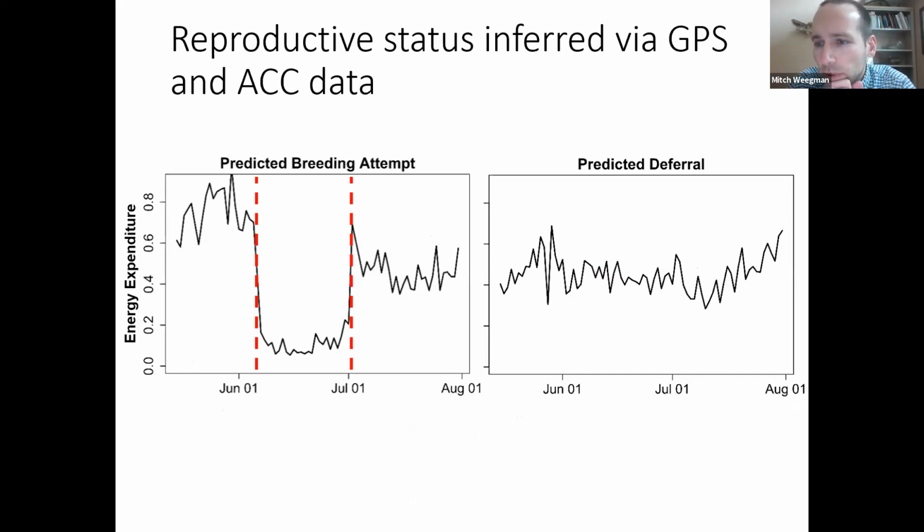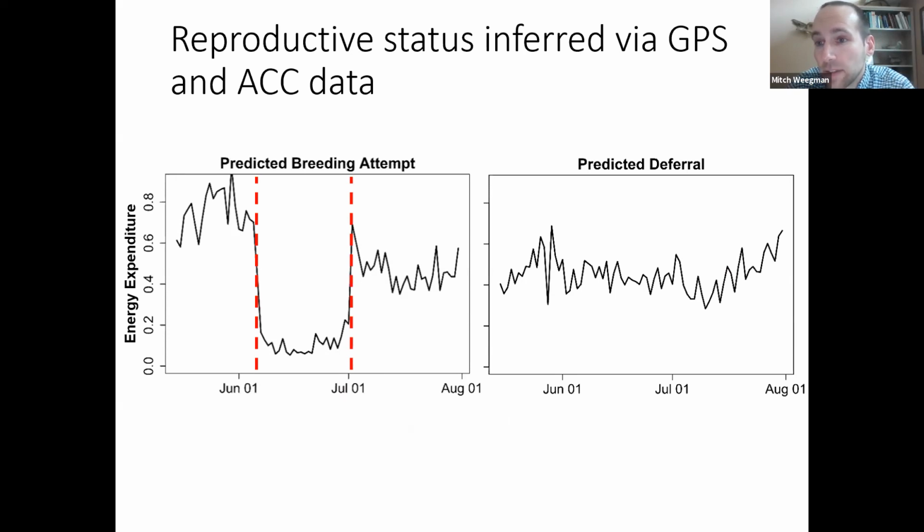A lot of this work is contingent on our ability to work out reproductive success. So we infer this via the GPS and the acceleration data. Here on the y-axis, we have energy expenditure, and on the x-axis, the summer period, the incubation window for these geese. So we would anticipate a pretty substantial drop in energy expenditure measured from ACC data during the incubation window because the female is sitting on the nest. And so we see this pretty marked drop over the full term incubation.